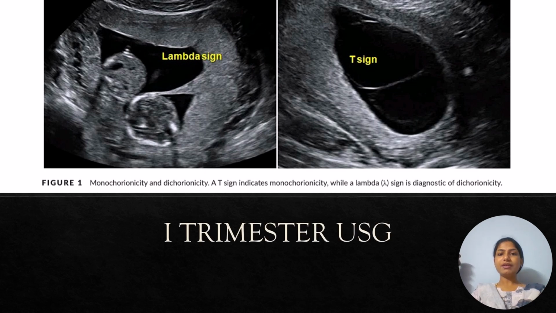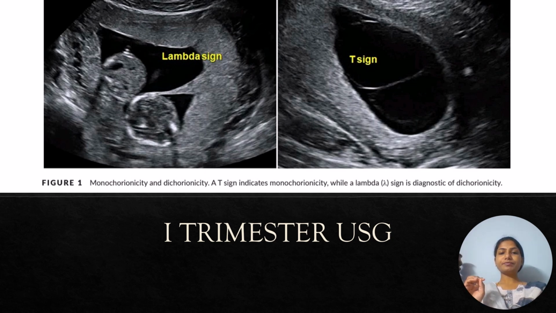So coming to the first trimester ultrasound. So how do we identify twins? So always we have to identify the twins based on the presence of two gestational sacs. So as early as 9 to 11 weeks in a first trimester ultrasound, the first very important thing is to note the number of gestational sacs, the number of yolk sacs.